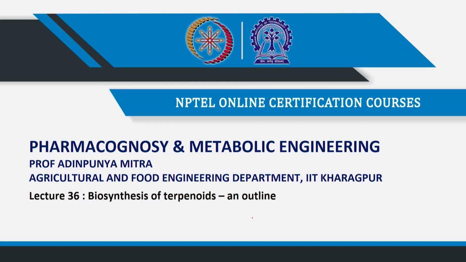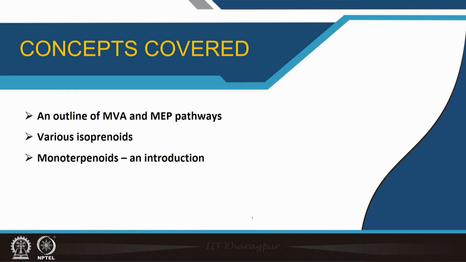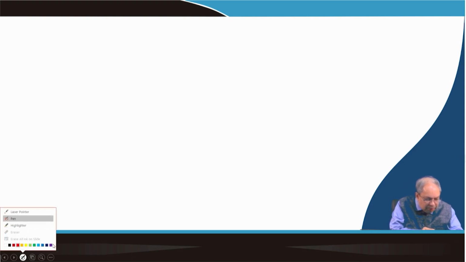So, let us go to the board. Before I start talking, there are three aspects which I am going to cover. One is an outline of MVA and MEP pathways, then various isoprenoids, and then monoterpenoids and introduction. So, let us now go to what are the terpenoids.